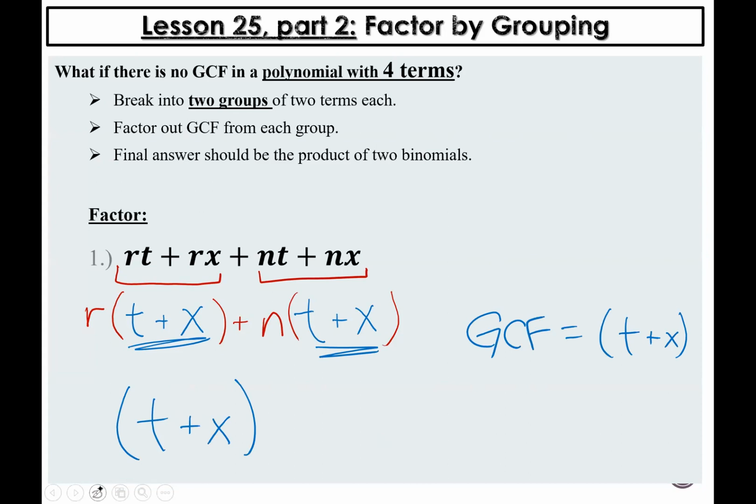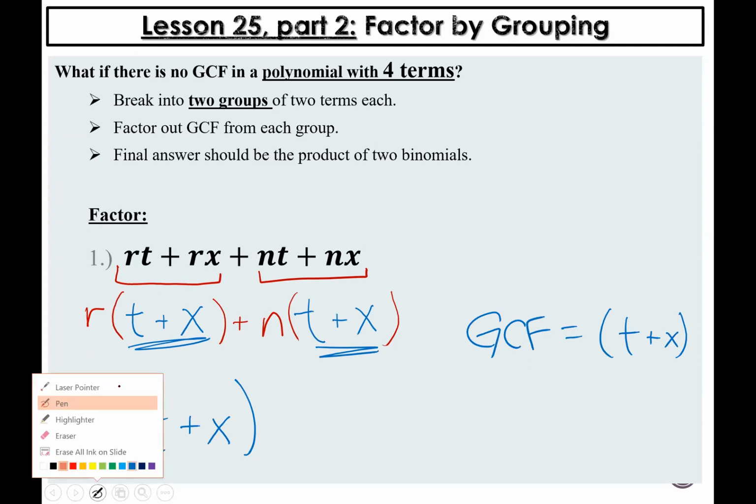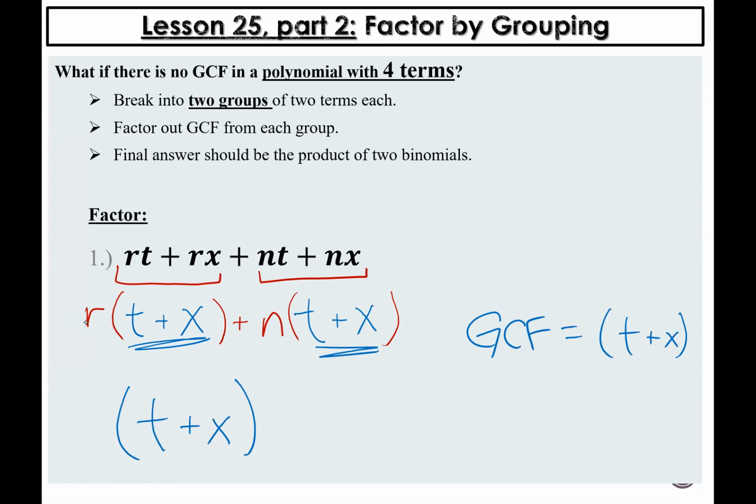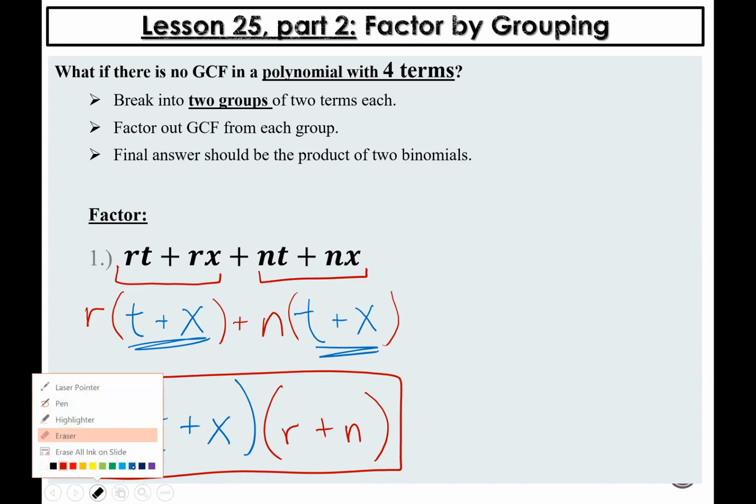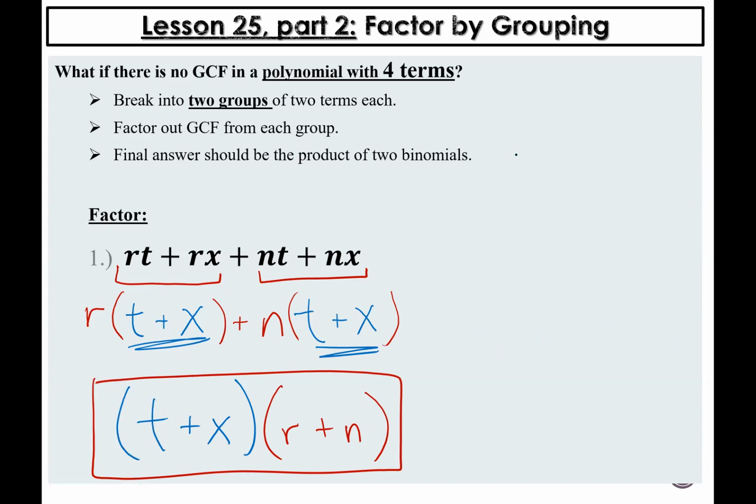Now what's left over? Well, what's kind of in red here? These sort of outside terms that are outside the parentheses, those are what are left. So in parentheses, we have r plus n. This is my final factored answer. Now let's see what it looks like to check. I've been mentioning that checking is an option, but I haven't really been doing it. But let's check.